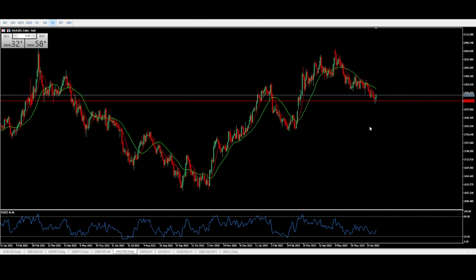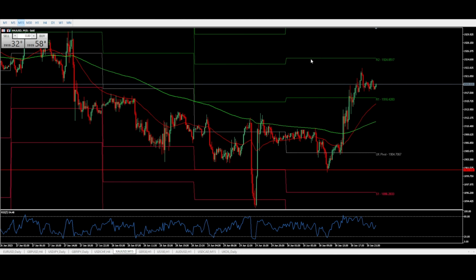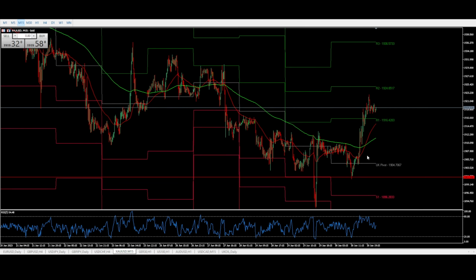I'd be hesitant to take longs off this position though, as we are still indicated to have a downtrend due to the EMAs on the daily. So I would be looking at potential shorts on the 15-minute chart if and when we get some confirmation from the EMAs on the 15-minute chart here.